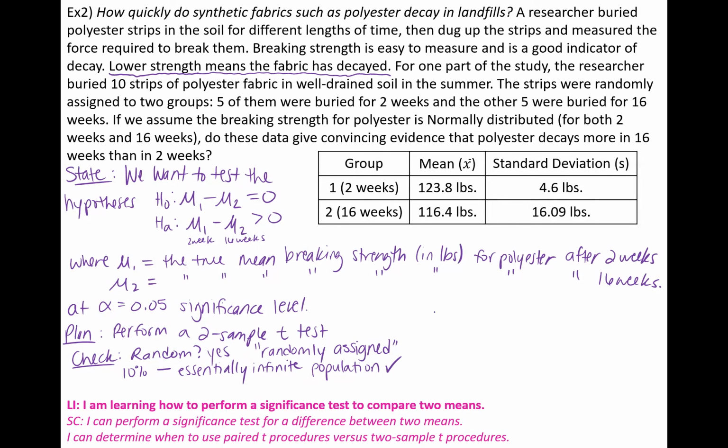So we have random, 10%, and then this is mean, so we're going to check the normal condition. And the first one we check with the normal, of course, is whether the population is normal. And this one, they actually told us it's normally distributed, people. They actually said yes. So here we are, yes, good to go.